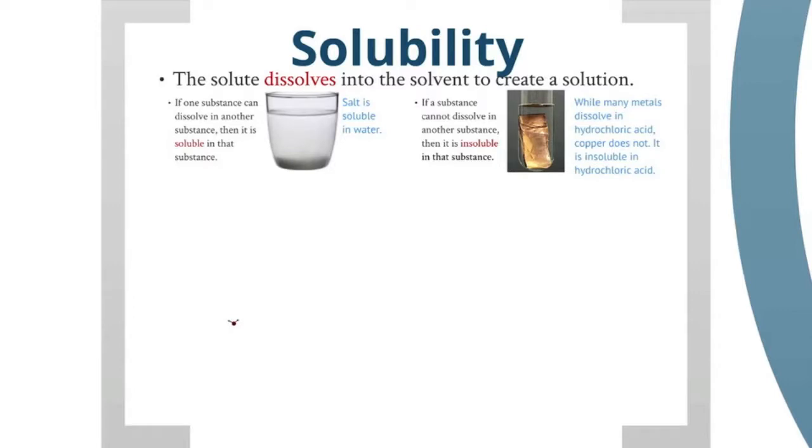So let's look at this example. This is copper in hydrochloric acid. Now, a lot of metals will dissolve in hydrochloric acid. Copper will not. Therefore, we say that copper is insoluble in hydrochloric acid, at room temperature anyway.